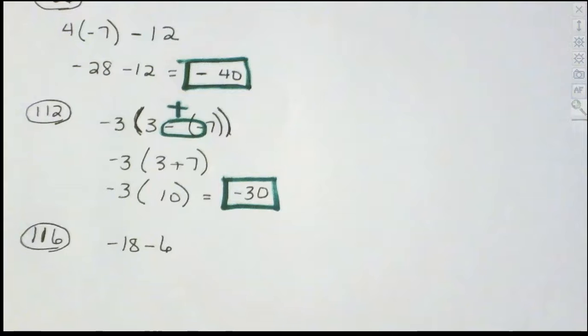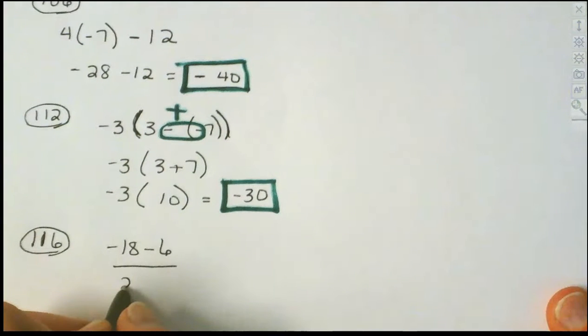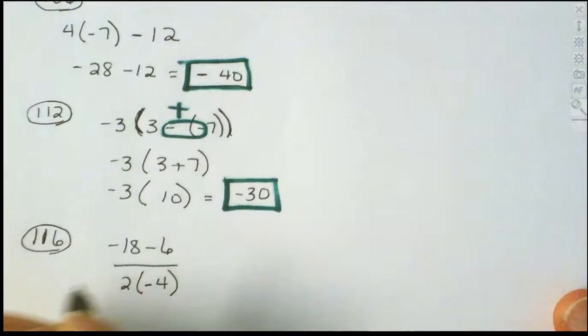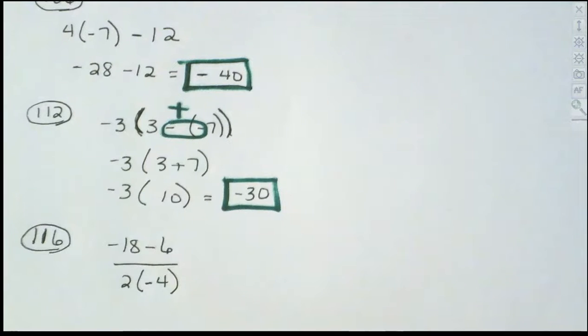Then we're going to divide that by product. And what does product mean? Multiply, right? So the denominator, number down below, is going to be multiplication. And what do we have in our denominator? Product of 2 and a -4. So we've got our numerator, which is just adding them together, -6 and a -18. Down below, we're going to divide that by, product means multiply, 2 times -4.